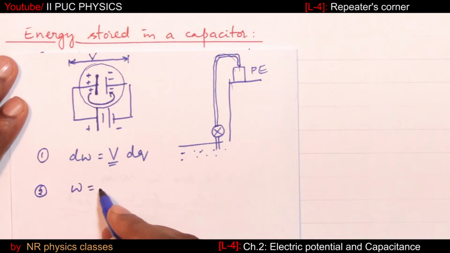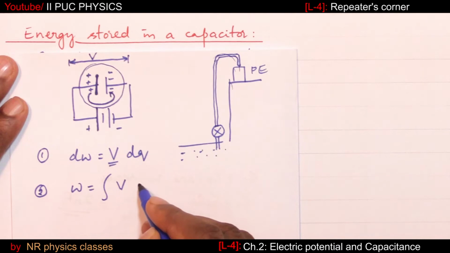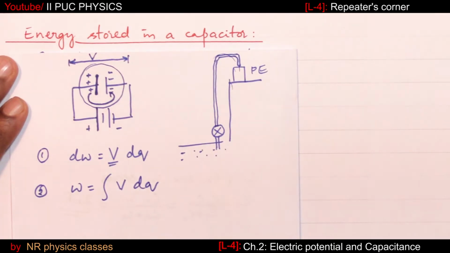To find out total work done, we have to integrate this equation. And this work done is the potential energy, because it is a conservative force. As a result, this work done is stored in the form of potential energy. And to solve this, let us use Q equal to CV equation. Using these two steps and this equation, we can get the final expression.